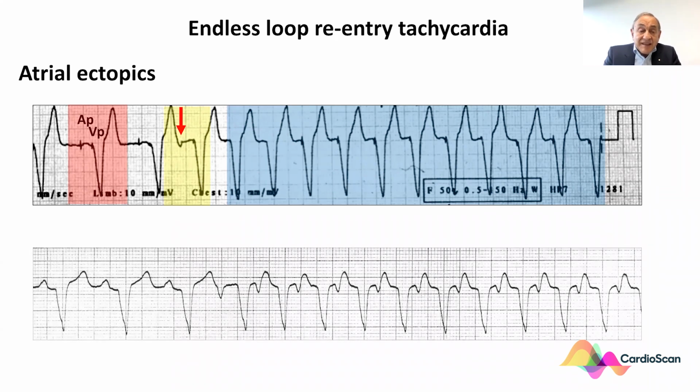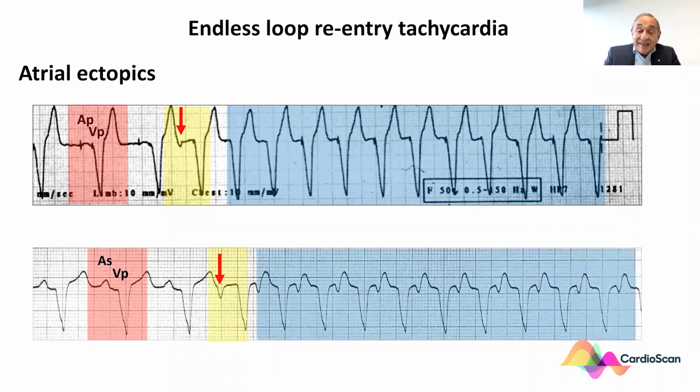Here is another example, this time with atrial sensing and ventricular pacing. We have the red arrow showing the retrograde or the inverted P wave, which is an atrial ectopic, and then this sets up the endless loop tachycardia. And in this example, one can easily see the P waves that conduct to the ventricle.